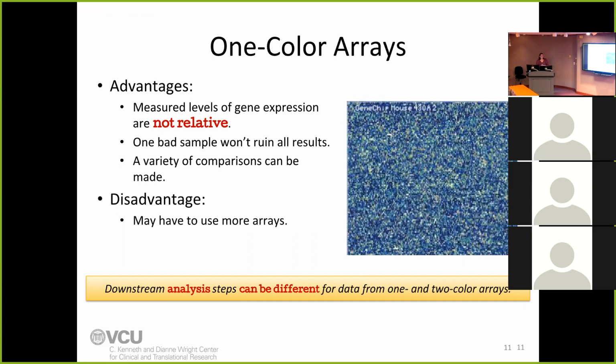But the big message here is that your downstream analysis can be different for data from one-color versus two-color arrays. So you need to know where those numbers in your Excel sheet are coming from in order to do the analysis well.